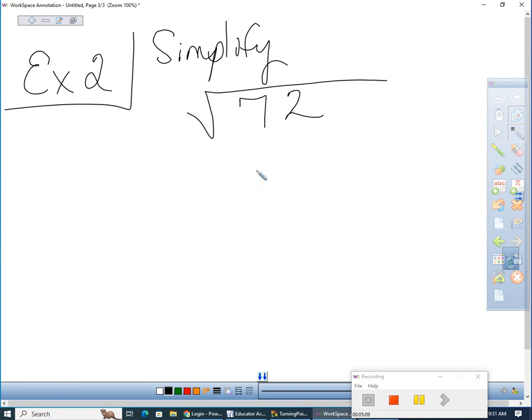72. Lily, what do you want to break it down into? 8 and 9. Awesome. 8 and 9. Oh, look at that. Both of those break down further. 8 we want to break down into 2 and 4. And again, I'm going to cross out my 8. 9 breaks down into 3 and 3. Cross out my 9.